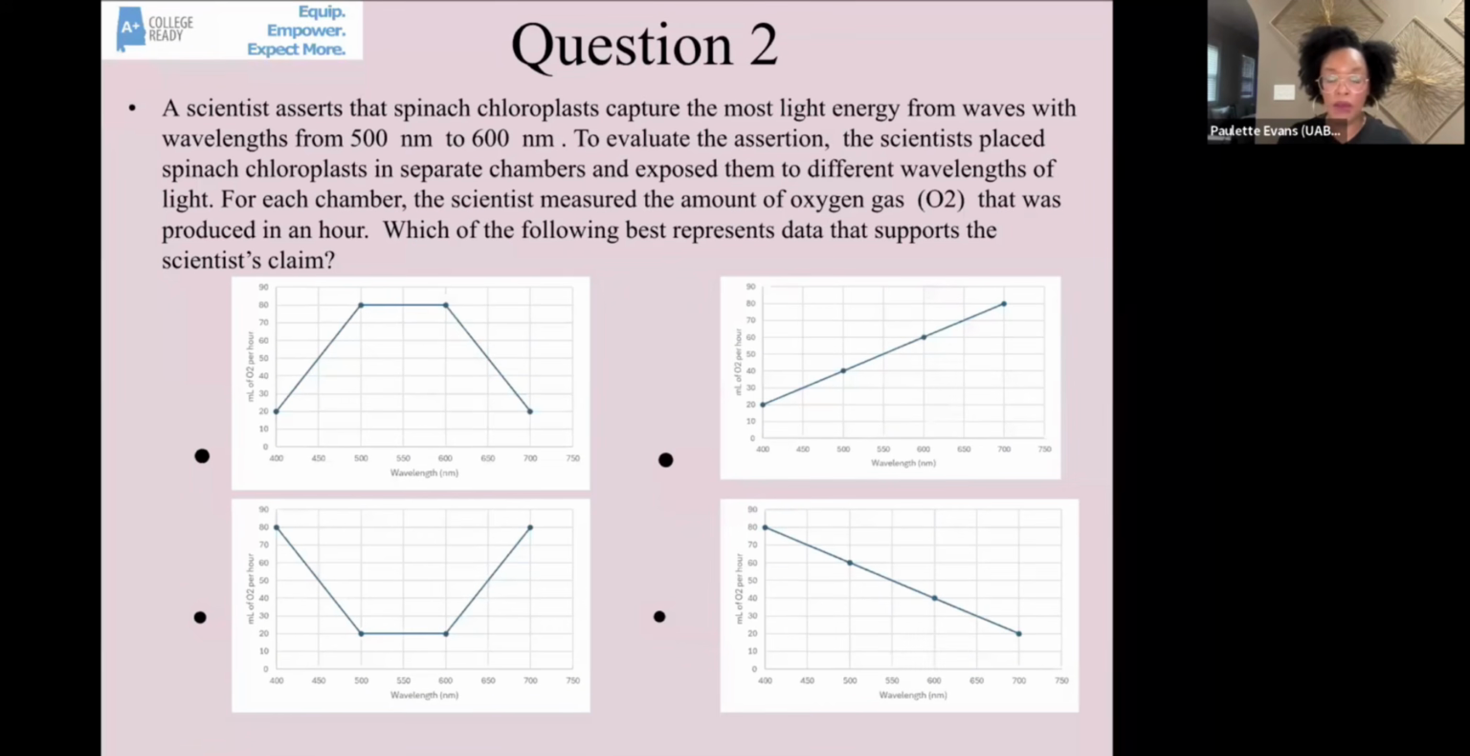So here again, you're looking at the four graphs, and you're going to select the graph that best matches what the question already is telling you. So which graph matches what the scientist already believes? Go ahead, use Edpuzzle to log your answer choice.